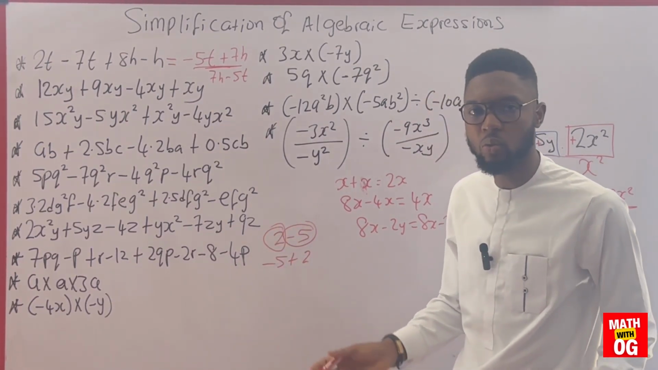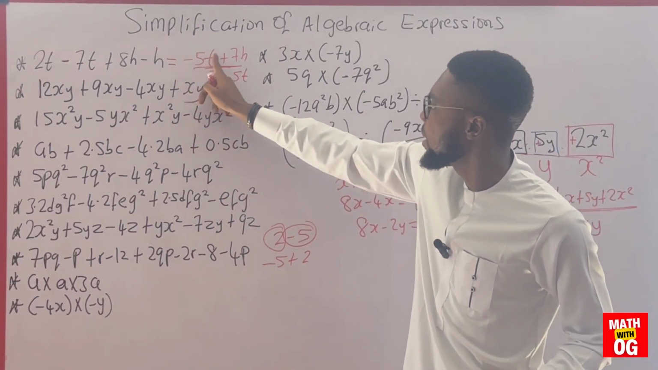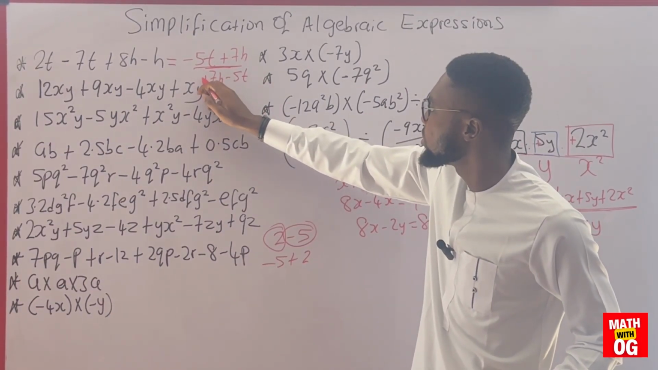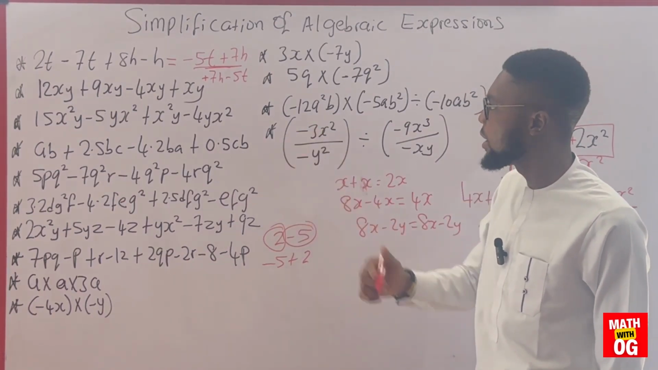Positive 2 is a term on its own. So you can easily rearrange them and you've not changed anything. Minus 5t, look at it here, positive 7h is what you have here. So I can choose to put a positive sign here, and I have not changed anything. Now over to the next question.